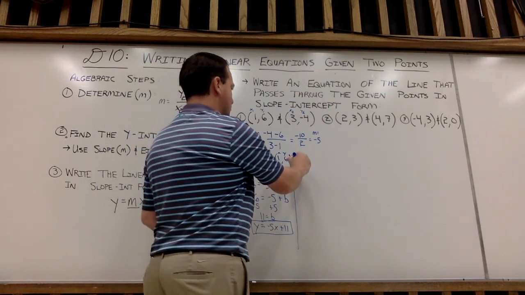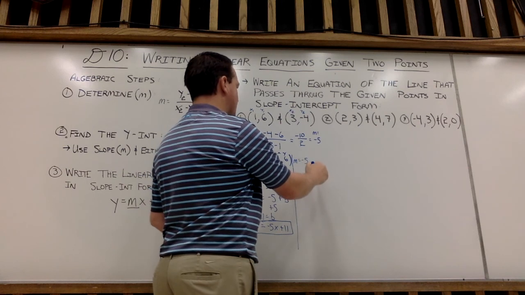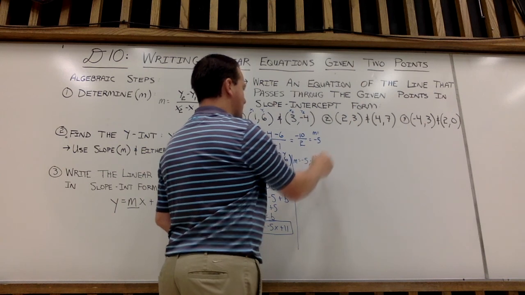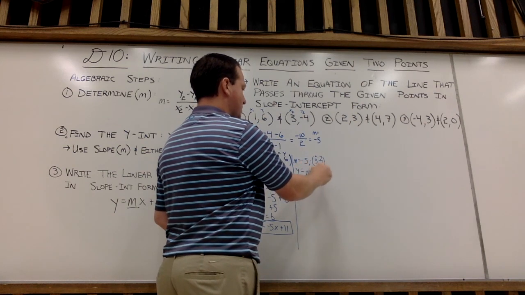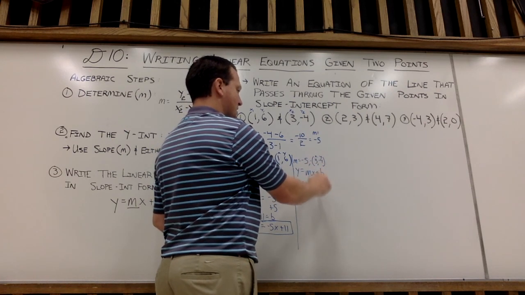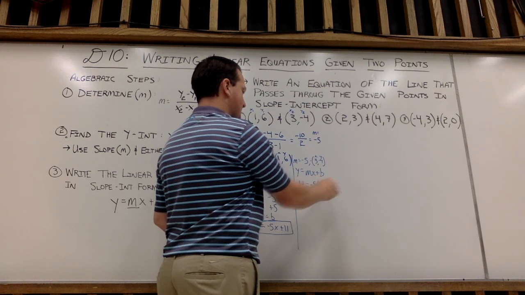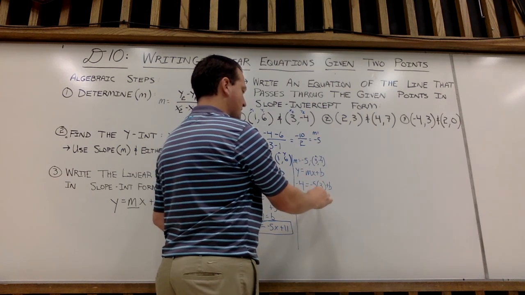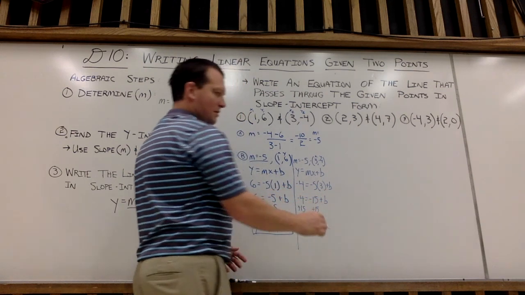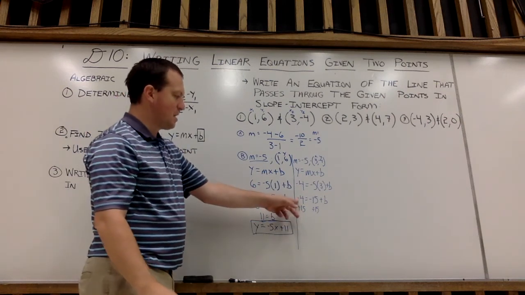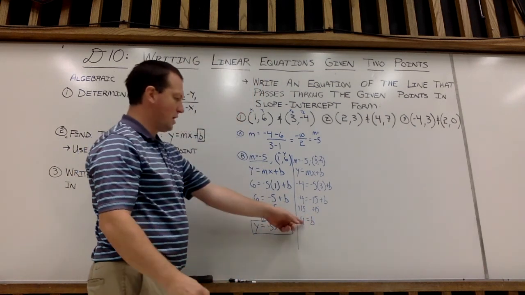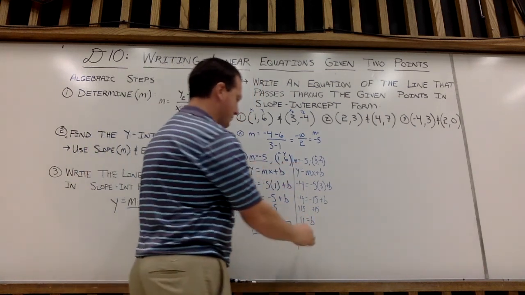my m value is still negative 5, and I'm using the point 3, negative 4 as my xy. So in y equals mx plus b, y is negative 4, m is negative 5, times x is 3, plus b. So I've got negative 4 equals negative 15 plus b. When I add 15 to both sides, it's like magic, friends. 15 minus 4, oh, it's unbelievable, is 11. So look at that, 11 is the y-intercept. The slope is negative 5.